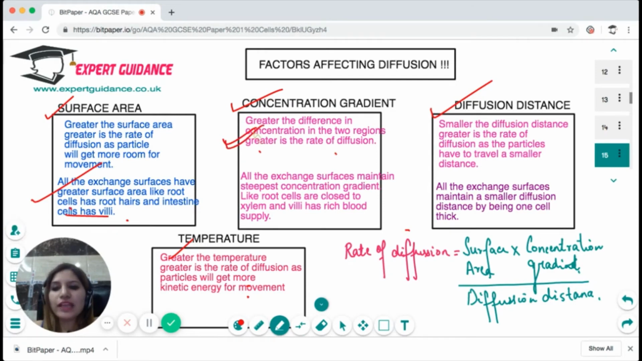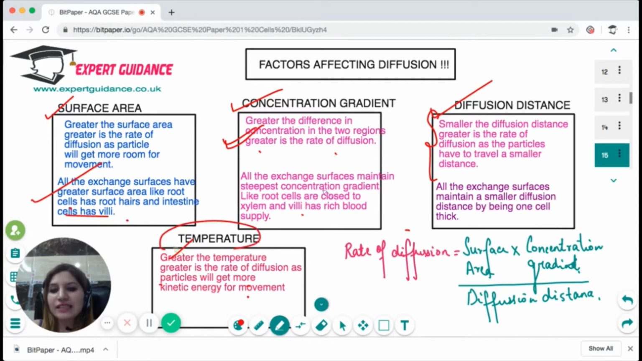So all the exchange surfaces maintain the steepest concentration gradient. How? The root cells are close to the xylem, and villi have a rich blood supply that maintains the concentration gradient. Now, diffusion distance has to be smaller for diffusion to take place, because if the particles travel a lesser distance, they will diffuse quickly. So all the exchange surfaces maintain a smaller diffusion distance by being one cell thick. If you see any of the exchange surfaces, it will be one cell thick.